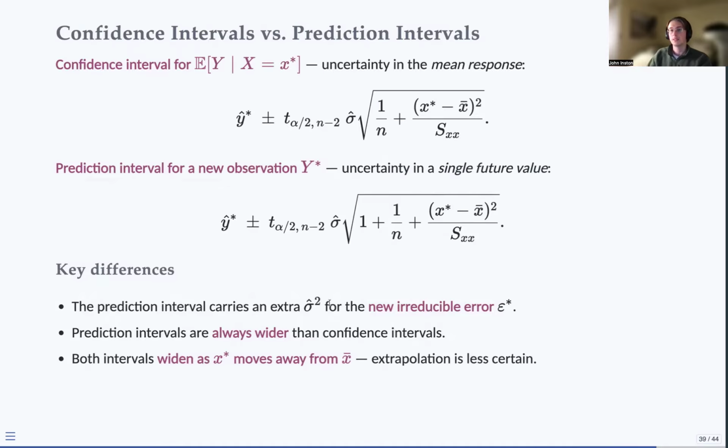Okay, so you can see that it's carrying this extra sigma hat squared. Excuse me, the new irreducible error. So we've got this error term pushing the prediction intervals much wider. And both intervals widen as X star moves away from X bar.